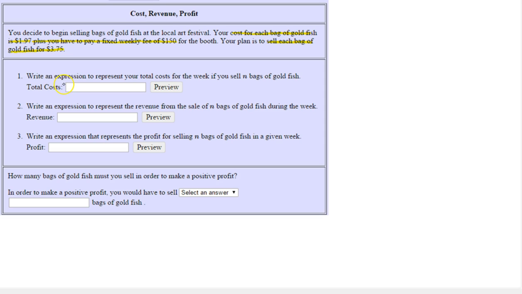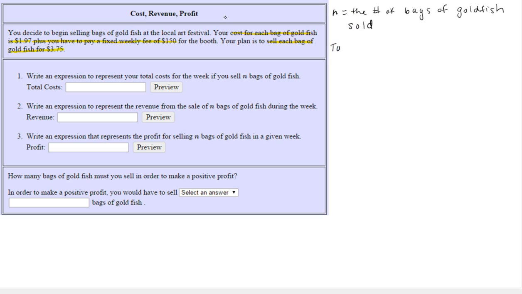So here it says write an expression to represent your total cost of the week if you sell n bags of goldfish. So let's write that. N equals the number of bags of goldfish sold. Okay. And now let's write what the total cost will be in words, and then we're going to translate that into an algebraic expression involving n.